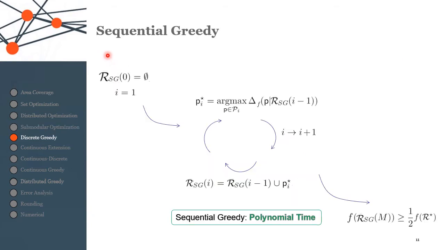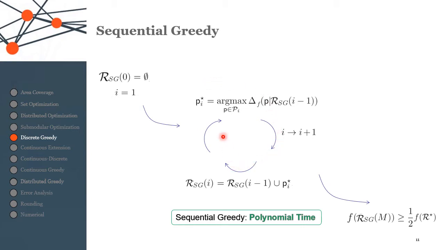A way of finding a suboptimal solution in polynomial time is doing sequential greedy. Sequential greedy starts with an empty set. For example, let's consider the area coverage problem. So we have the empty set, and then we place the first sensor such that the utility of placing that sensor is maximized, given that no other sensor is already placed in the area. And then after placing that, we go to the second sensor.